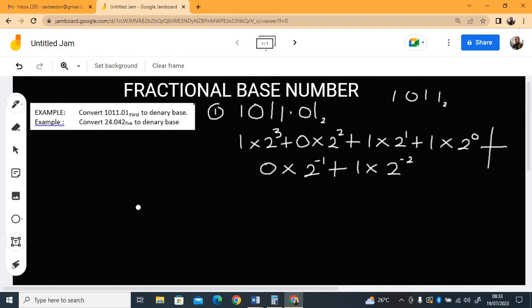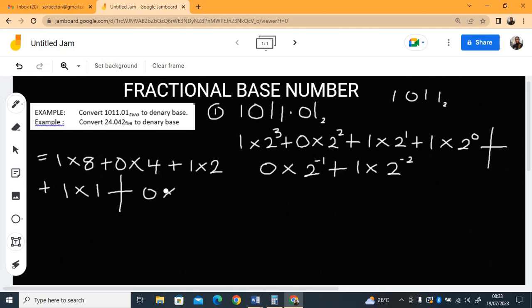So the first one is going to be 1 times 2 to the power 3, which you know is 8, 2 times 2 times 2, plus 0 times 2 to the power 2, which is 4, plus 1 times 2 to the power 1, which is 2, right? Plus 1 times 2 to the power 0, which is 1, right? Then the big plus, that is separating them, 0 times 2 to the power minus 1, which is 1 over 2.